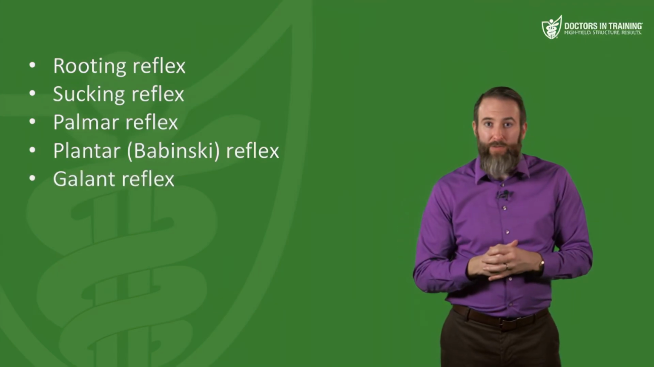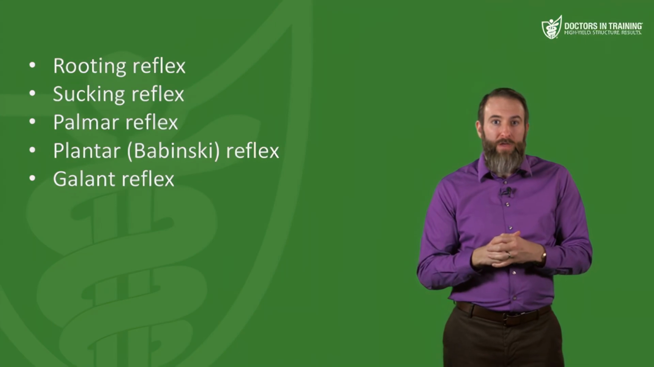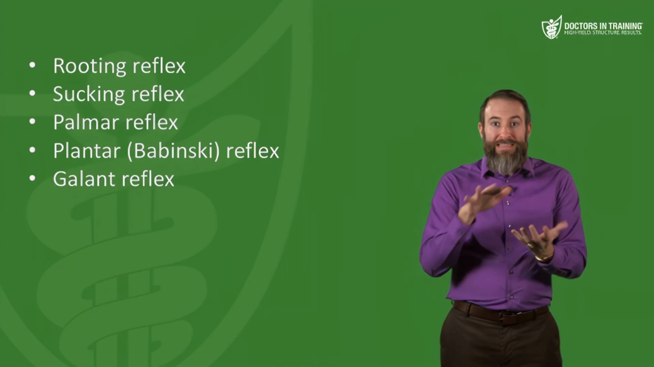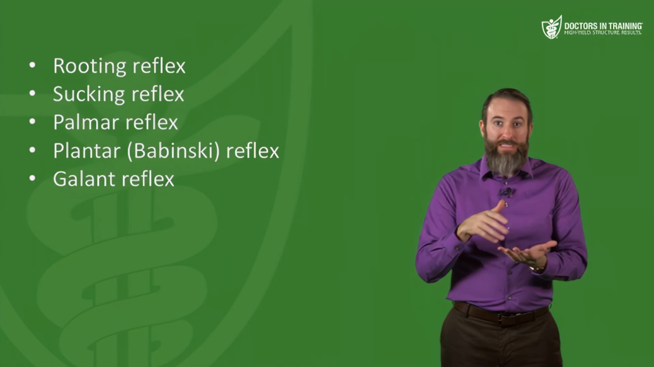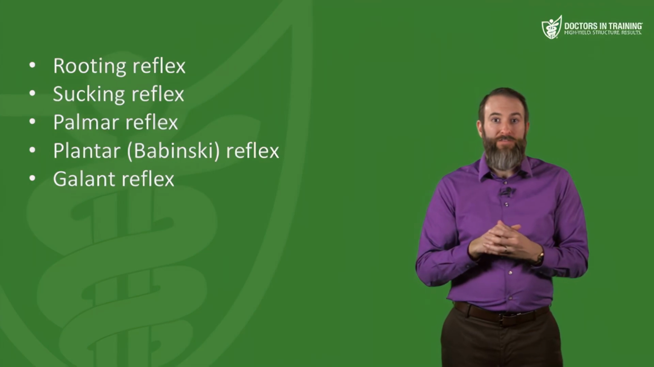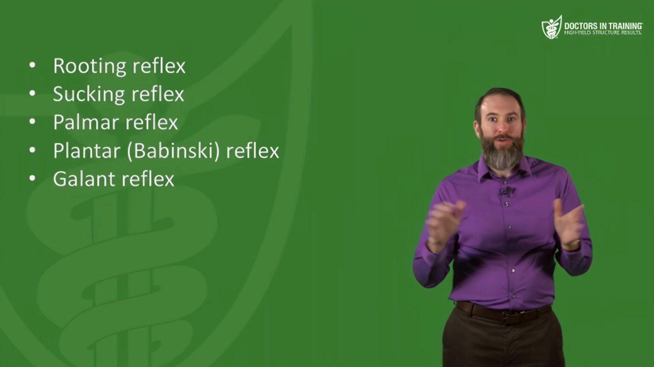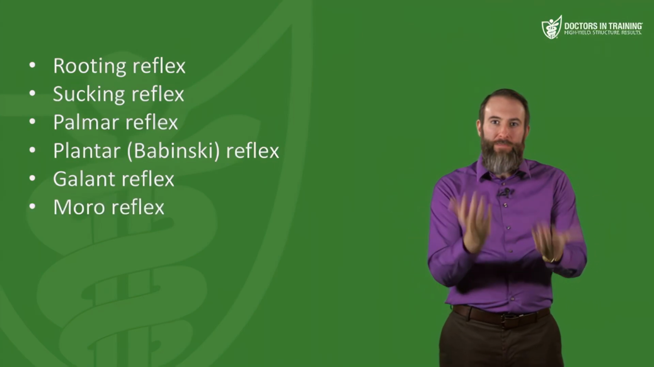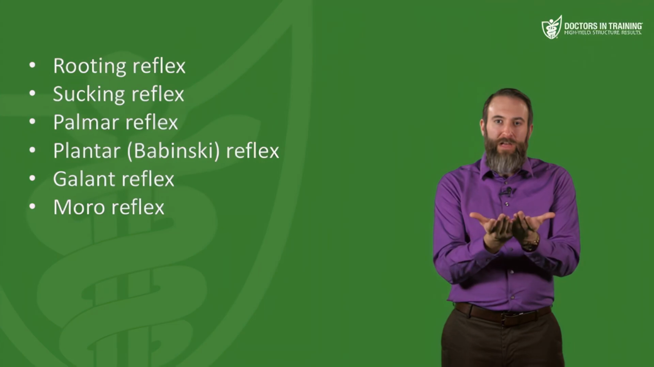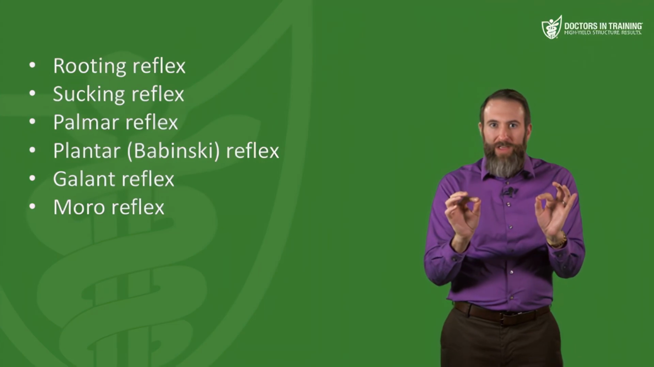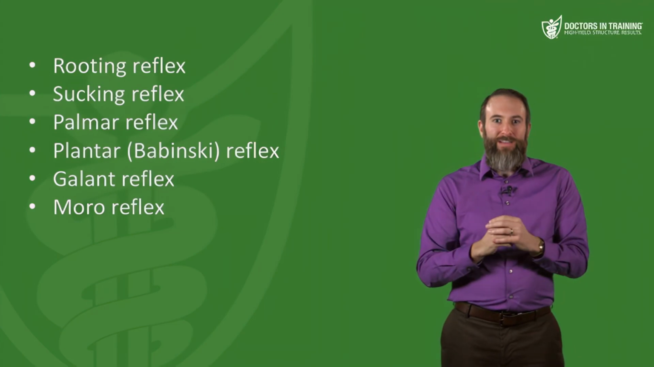And then we have the Galant reflex, which is where you hold the baby on his or her stomach face down, and then you stroke along one side of the spine, and the baby will flex laterally toward the side. But my absolute favorite one is the Moro reflex, where you lay the baby flat on the table, lift them up by the arms just an inch or two, and then let them drop gently back to the exam table.